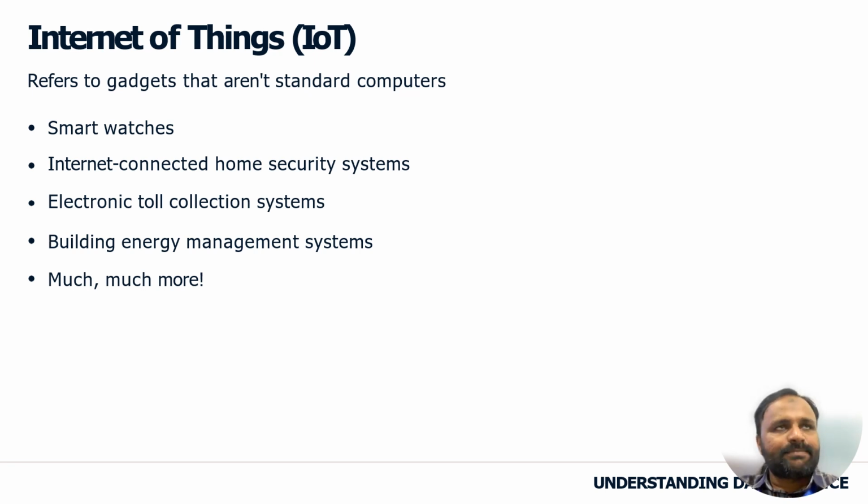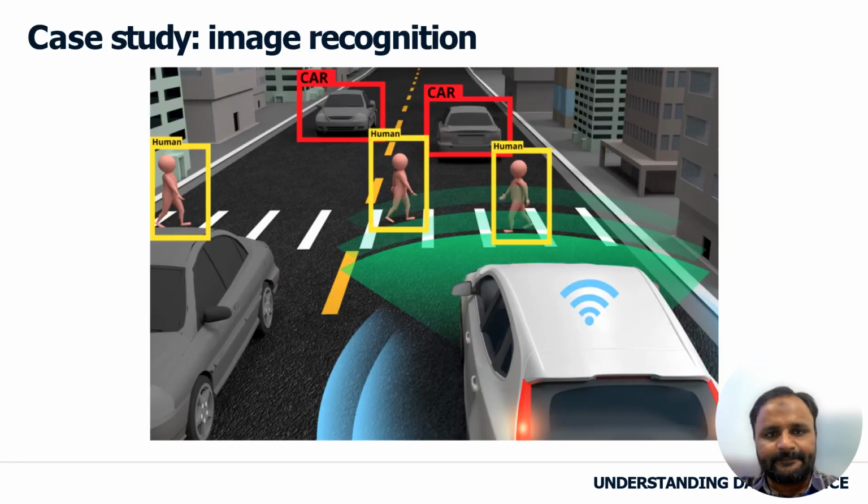Your smartwatch is part of a fast-growing field called the Internet of Things, also known as IoT, which is often combined with data science. IoT offers gadgets that are not standard computers, but still have the ability to transmit data. This includes smartwatches, internet-connected home security systems, electronic toll collection systems, building energy management systems, and much more. IoT data is a great resource for data science projects.